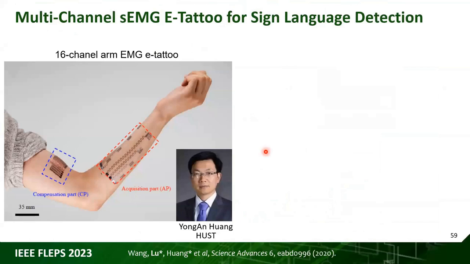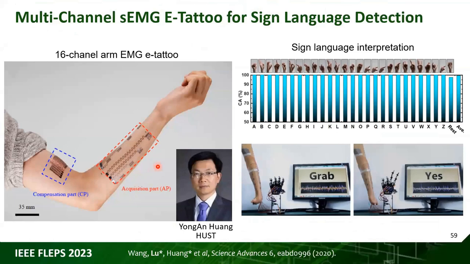And this is a large area EMG e-tattoo transferred by Cartan transfer, and it can be used for sign language interpretation, also for the human robot interface for the amputee. It can control robotic hand.